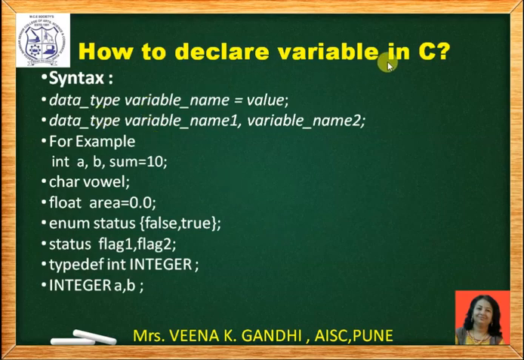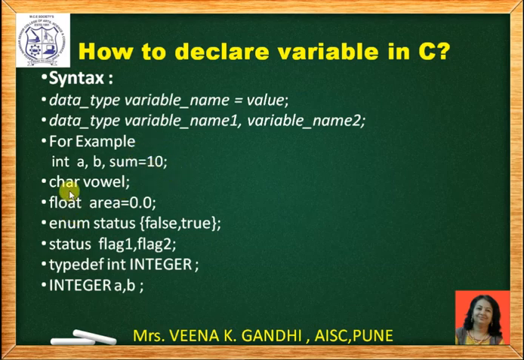Now, how do we declare a variable in the C language? Syntax: data type, then variable name 1, variable name 2. We can declare multiple variables at the same time, and we can also initialize a value to a variable at the time of declaration. For example, suppose the type is int, a is a variable name, b is a variable name, separated by a comma. Then sum is also a variable name of type int having the initial value 10. So sum is initialized to the value 10.